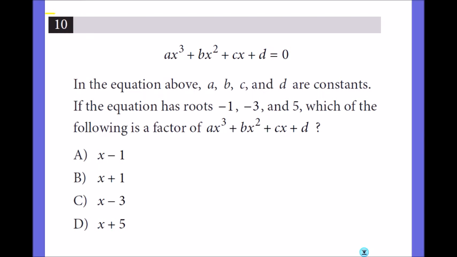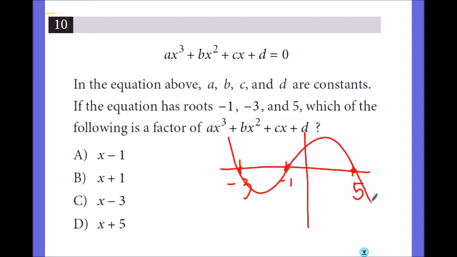10. In the equation above, a, b, c, and d are constants. If the equation has roots of -1, -3, and 5, the roots mean the solution: -1, -3, and 5. So it goes through those. I don't exactly know the shape, but it has to go through it. So then what is the factor of it? So how do we write it?